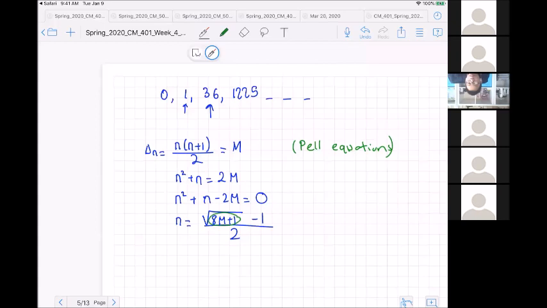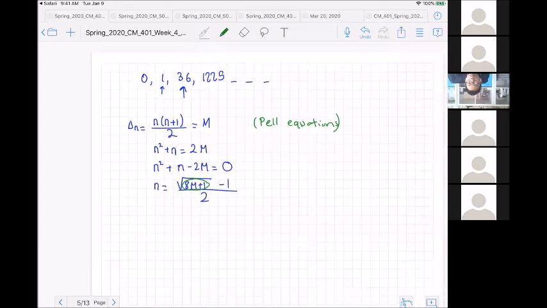So that means a square number. In this case, we want 8m plus 1 to be a square. Because we want 8m plus 1 to be a perfect square, let's call it k squared. I hope that makes sense. Again, you want 8m plus 1 to be a square.